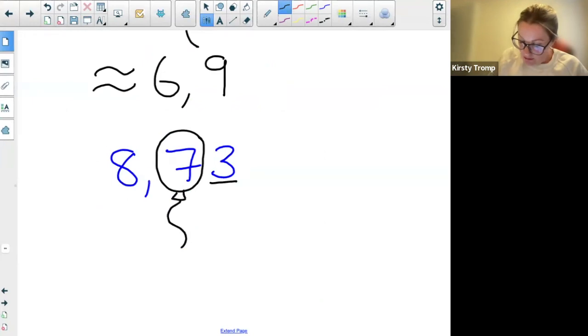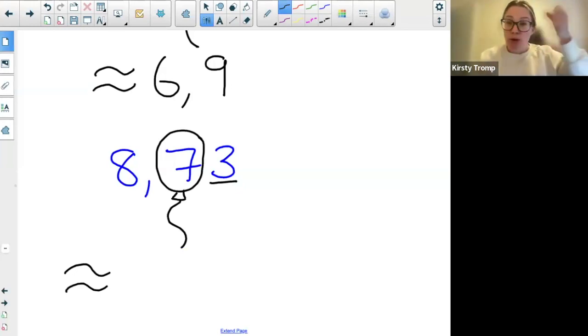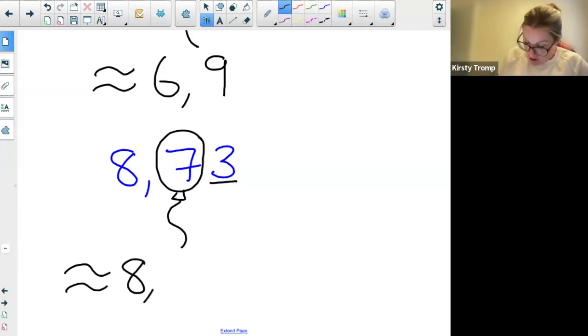Here's my balloon. I'm looking at the number that's next to it. I'm holding my balloon. So 1, 2, 3. Am I still holding on to the balloon, guys? Is there something that's still holding the balloon in my hand? I'm still holding on to that balloon, hey? So what's it going to become? This number is going to become 8, comma, my balloon stayed. I was holding on to it. So 8, comma 7.